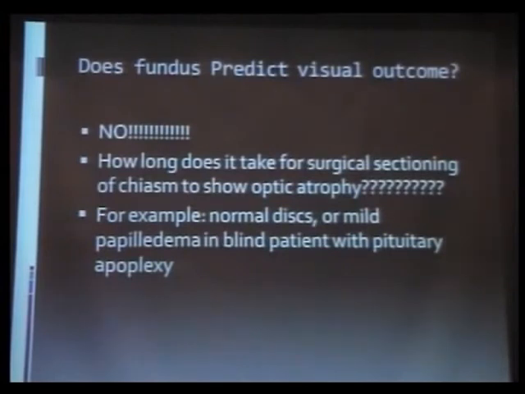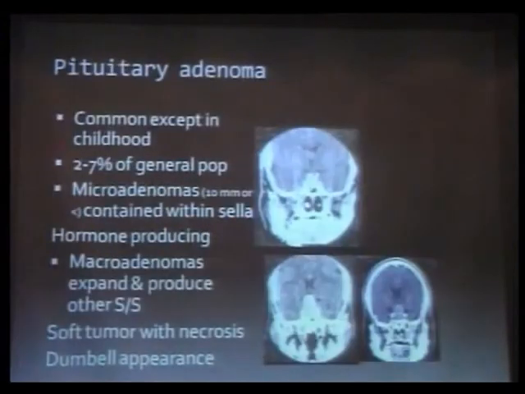Does the fundus predict visual outcome? Not really, because if you think about it, what's going on at the chiasm is back in here, and what you're looking at, the optic nerve, is up in here, and it takes some weeks, if not several months, for whatever is happening here to show up at the optic nerve and for the axons to die back to the retinal ganglion cell. So you can't really predict what your visual outcome will be.